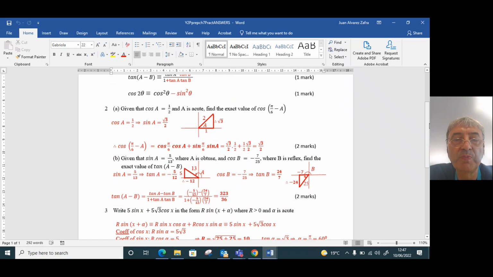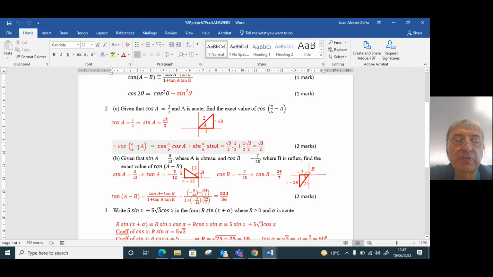Moving on to question 2, this is pretty much an extension of first year. We're expected to be able to work out, from sin, cos, or tan, any of the other trig ratios by looking at which quadrant the triangle from the definition can be created. But in Year 2, we're expected to be able to do that and apply it to identities. So question 2a: given that cos A is a half, and A is acute, so we're in quadrant 1, find the exact value of cos(π/6 - A).